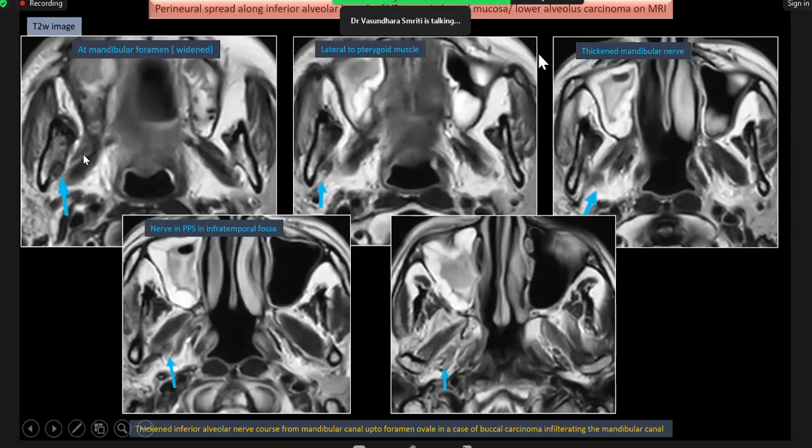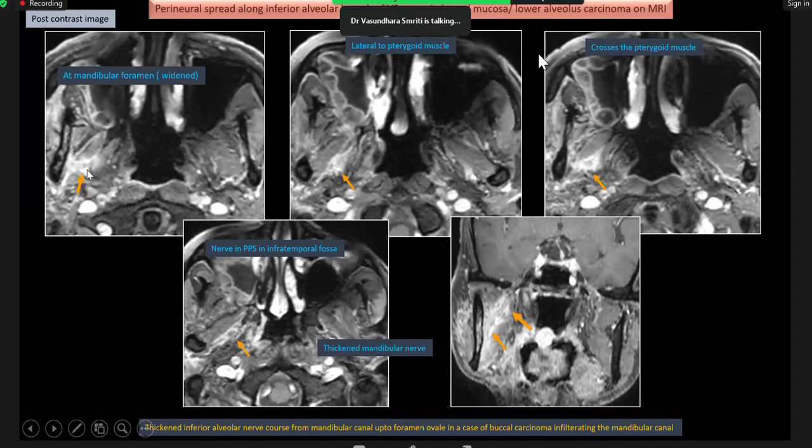This was another case of an MR on a T2 weighted image where soft tissue was present at the mandibular foramen. The nerve traveled medially. This is the pathway through which the nerve travels. It crosses the medial and the lateral pterygoid, comes into the parapharyngeal space, and then it travels superiorly straight. This is the pathway of the spread. The same thing in a post-contrast image. Once you know the pathway of these nerves, it is very easy to trace this nerve.